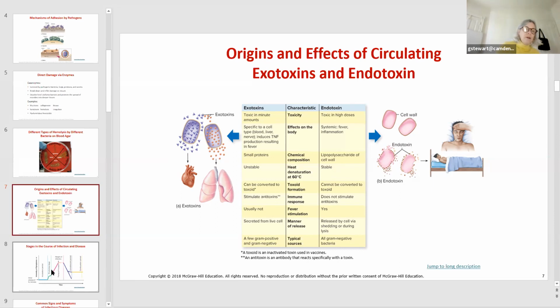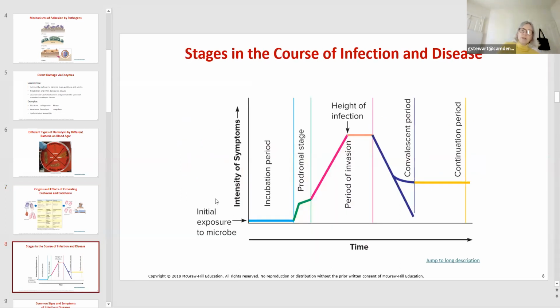The next thing I wanted to talk about a little bit was, so here we've talked about the beginning of an infection. This is a classic curve that marks what we call the stages in the course of infection disease, or the stages of a disease, or you might hear it called the course of infection in your nursing textbooks later on. And these periods, incubation, prodromal, period of invasion, convalescent, and continuation period, all have very specific definitions, and I wanted to run through those with you real quickly.